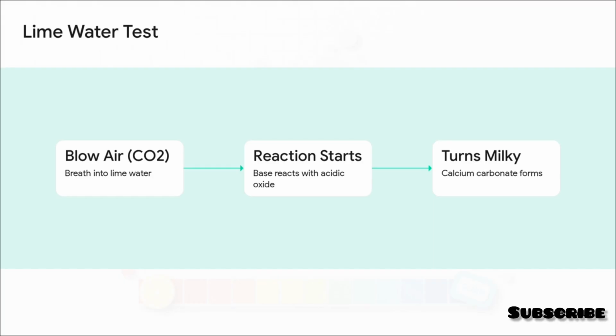Bases also have some really unique tricks of their own, especially when they react with acidic oxides. Try this. If you take a straw and blow air from your lungs into clear lime water, the carbon dioxide from your breath reacts directly with the base. Instantly, a white precipitate of calcium carbonate forms, turning that clear liquid into a cloudy, milky white color. It's a great visual trick.